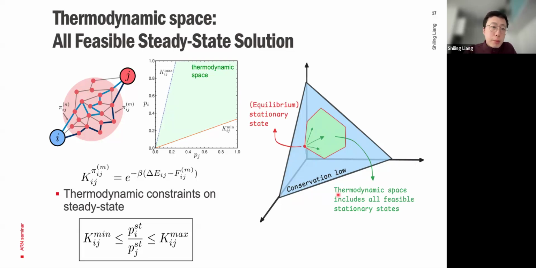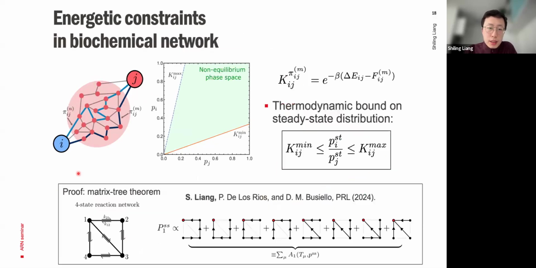And if we inject some energy into the system to make different pathways have different amounts of dissipation, then the driving force will open a space, and the solution will be inside this space. And this more intuitive picture can also be proven in a mathematically rigorous way.